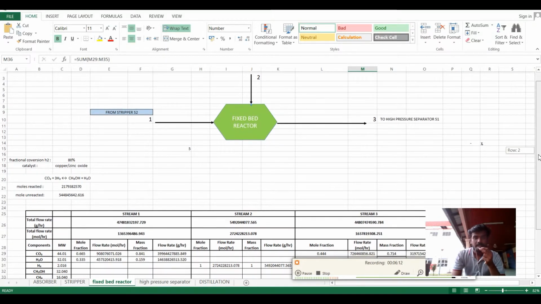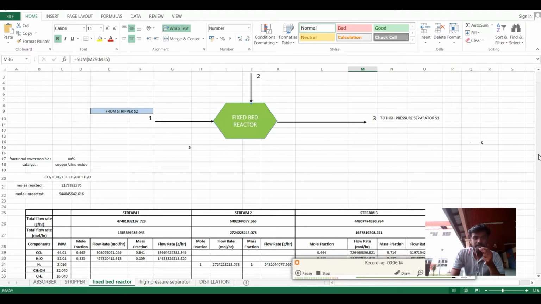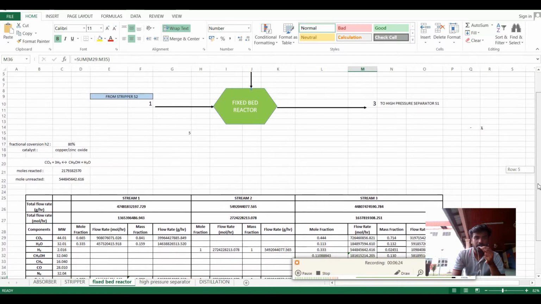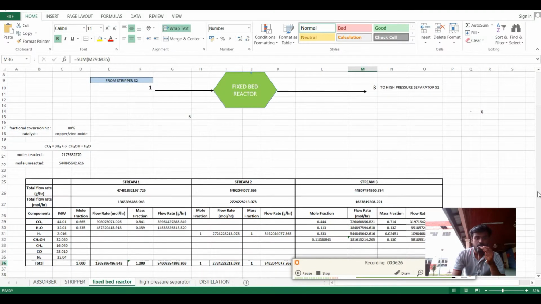And the flow rate for the hydrogen can be found from the equation, which is 1 mole of CO2 will react with 3 moles of H2. So in order to find H2, we just need to multiply the flow rate of carbon dioxide, which is 3 times. The flow rate of hydrogen is 3 times the flow rate of carbon dioxide.